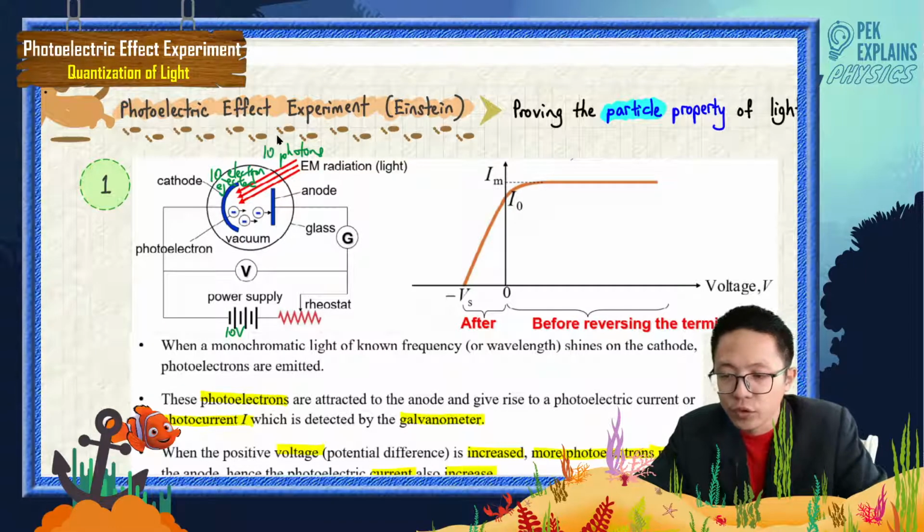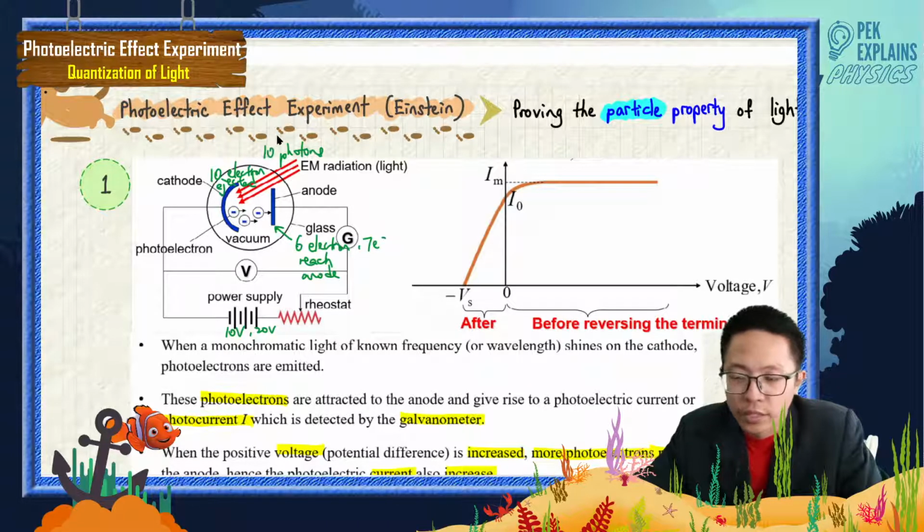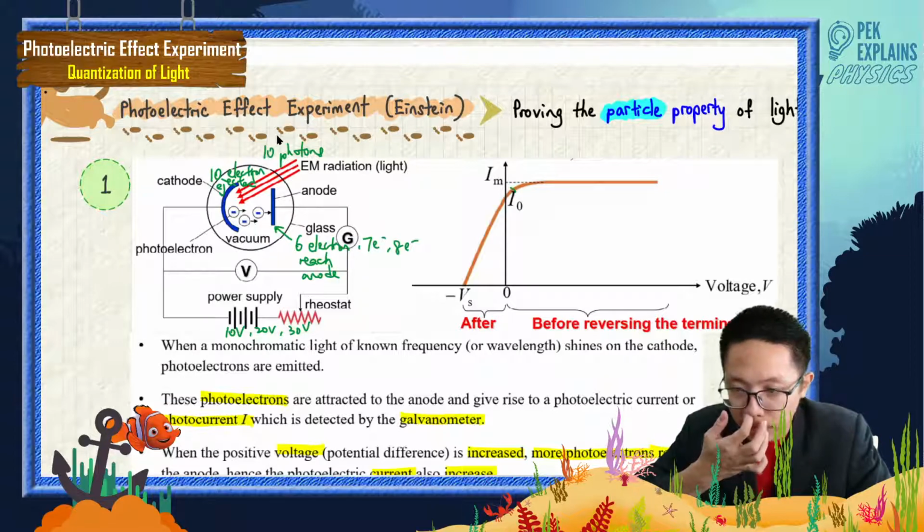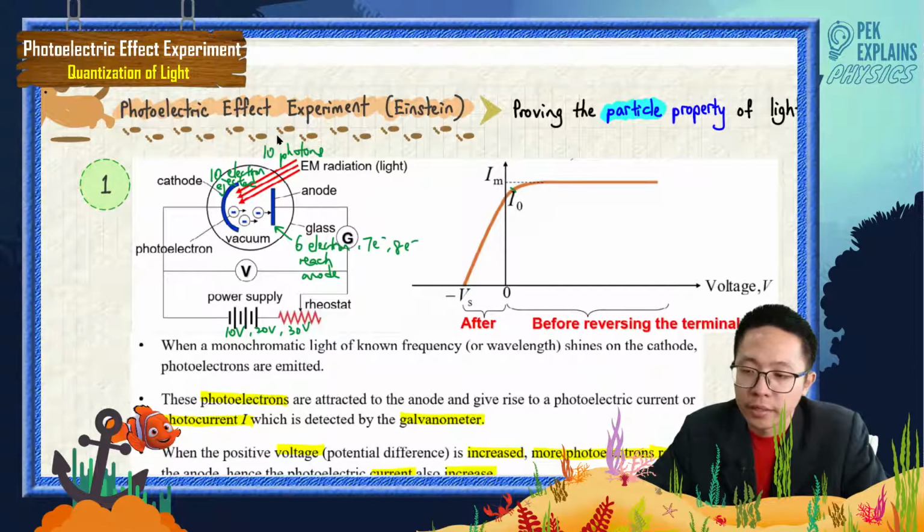However, at 10 volt, you only have 6 electrons reach the anode. Only 6 electrons reach the anode, and then you increase to 20 volt, then you have 7 electrons reach the anode, and then you increase to 30 volt, you have 8 electrons reach the anode. So that's why you can see the current increase. Also the reading on the galvanometer increases.